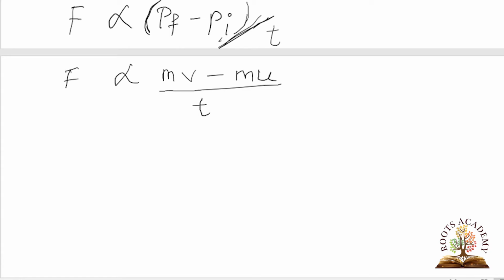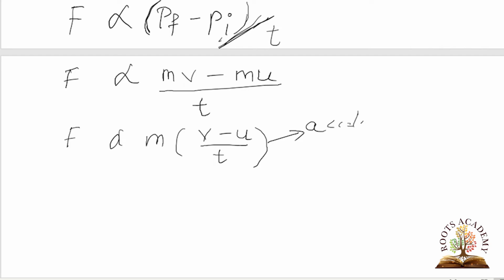Now since mass in these two terms is common, we will take it out as common outside, and it's going to be final velocity minus initial velocity over the period of time. Now what do we know this formula stands for? Final velocity minus initial velocity upon time is the formula for acceleration, or a. So we'll write this down as F is directly proportional to mass into acceleration.